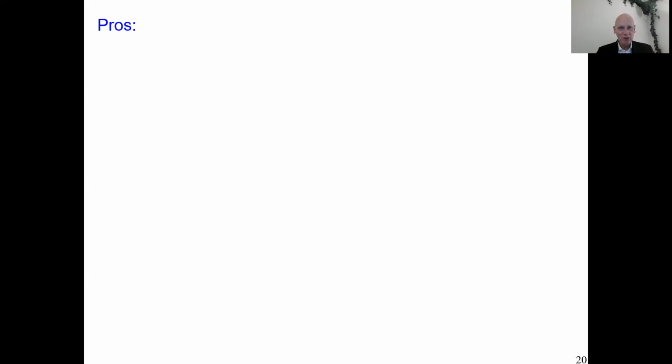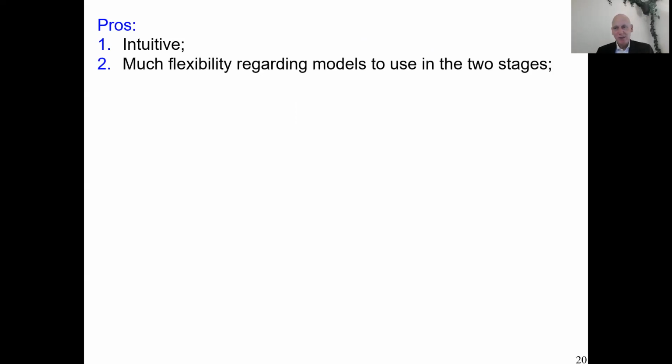Now, there are pros and cons, as always, to these things. One pro of this approach is intuitive. People immediately think, yeah, ambiguity, I don't know the probability. I have uncertainty about the probability. So if you capture that in a second stage, people can immediately relate to that and say, yeah, this is about ambiguity. Also, in general, you have much flexibility about the models that you can use in the two stages. Although much flexibility can be a drawback because you want to also have predictive power.